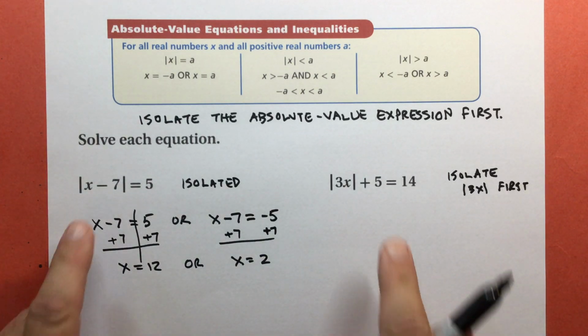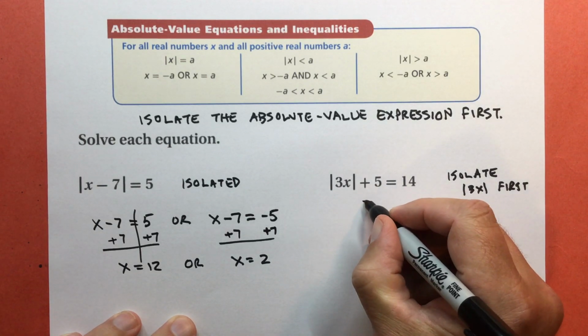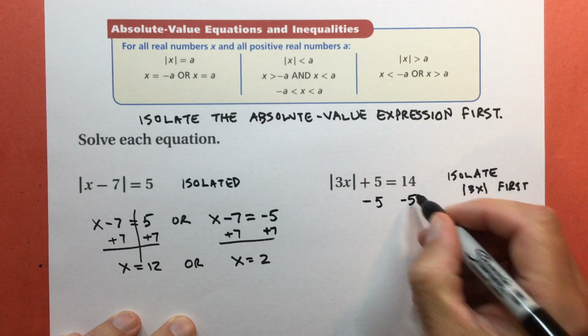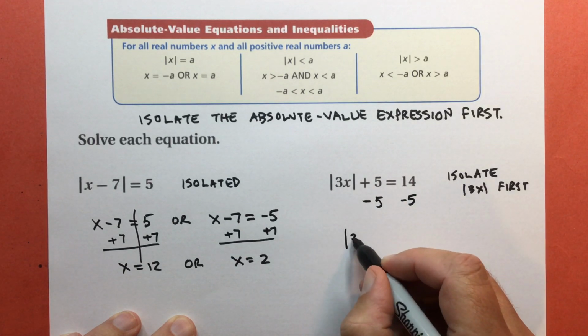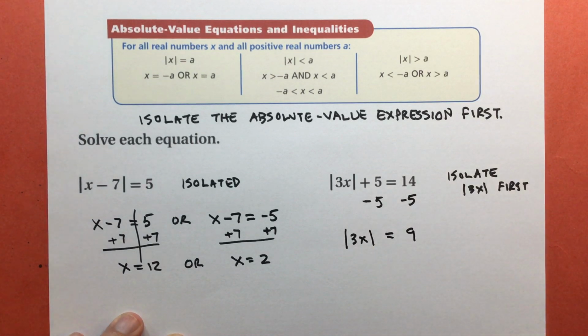Now, I mentioned this when I was introducing the problems. The plus 5 I have to take care of first. So the first thing I'm going to do is subtract 5 from both sides. And I get the absolute value of 3x equals 9.